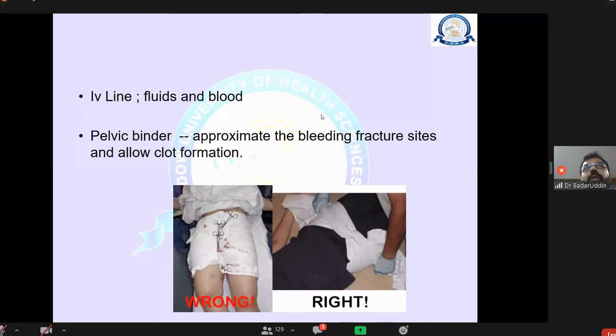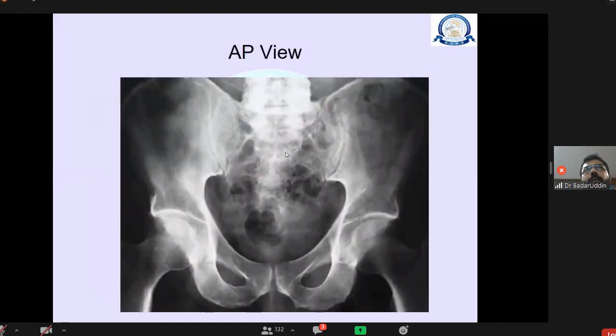Two large IV bore cannulas means you put the first IV line, then restore the blood, crystalloid and colloid. Then you can start with fixator application. After fixator application, if the blood is still coming out and the patient is not stabilized with the fixator application, then we will do pelvic packing and then angioembolization. So these are the methods of stopping the bleeding in pelvic trauma.